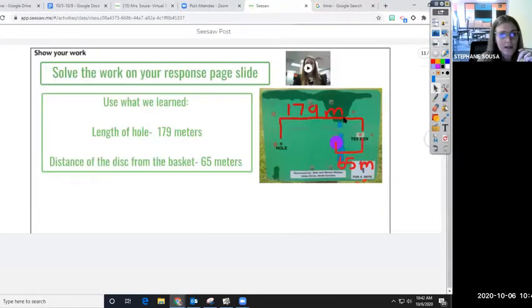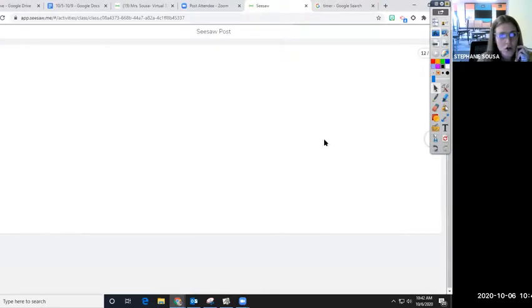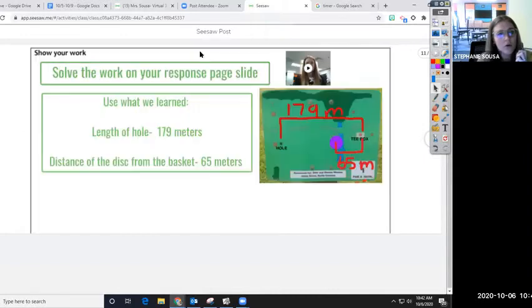So go ahead and on your page that says show your work, you are going to solve this problem using this information. The length of the hole is 179 meters. The distance from the basket is 65 meters. We are figuring out what is missing. Okay, so we're trying to figure out how far did he throw the disc from the beginning to where it landed. All right, go ahead and solve that now.